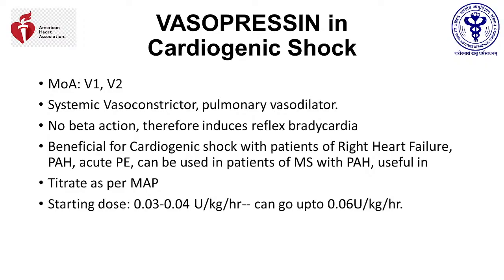Titration based on MAP. Starting dose: usually what we follow over here is 0.04 units per kg per hour. The capping is only for septic shock. Here you can go up to 0.06 international units per kg per hour.